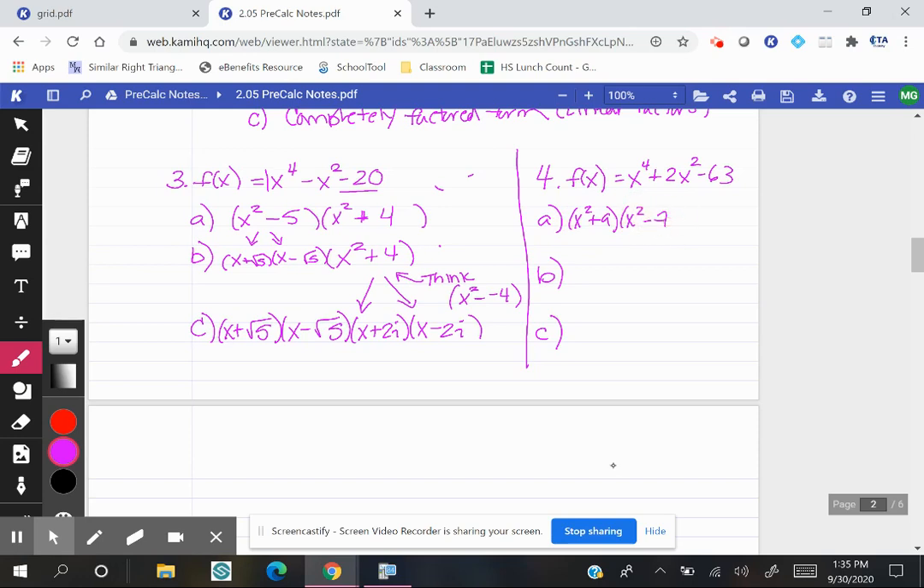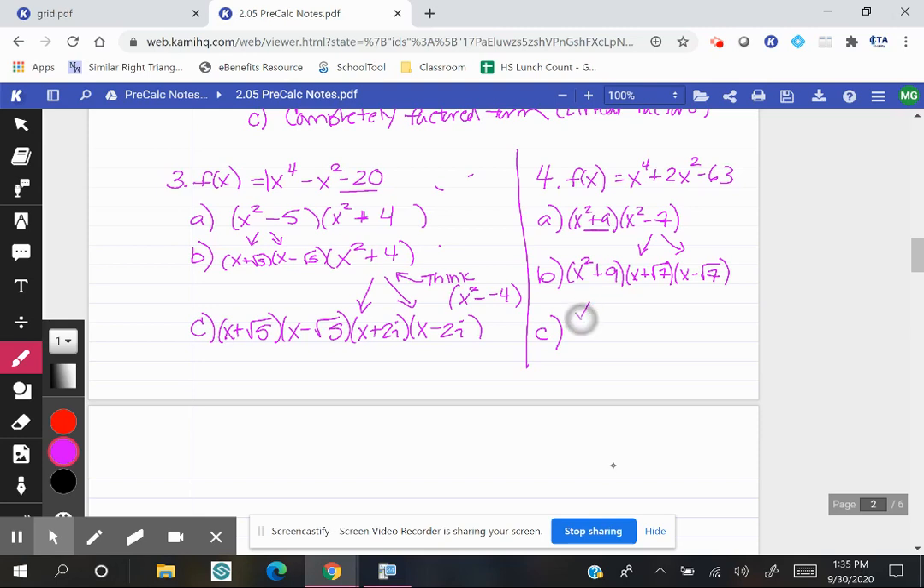For part B, any sums are going to give me imaginary numbers. So I'm going to keep that as x squared plus 9, but then I can factor x squared minus 7 as x plus the square root of 7 times x minus the square root of 7. Difference of two squares. I'm just taking the square root of 7 in the second two spots, square root of x in the first two.